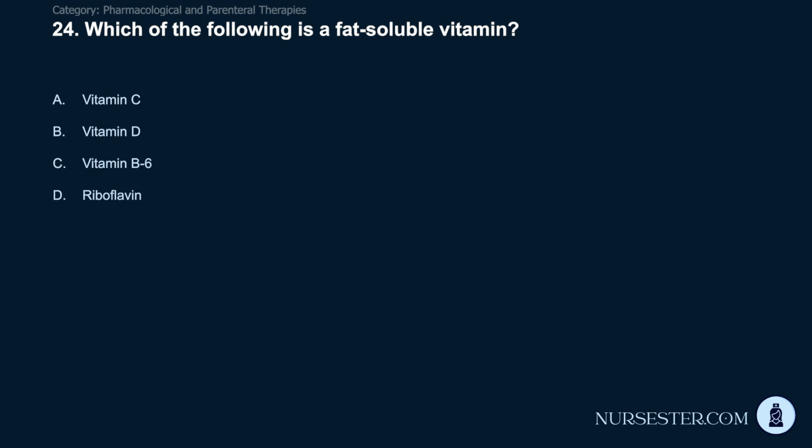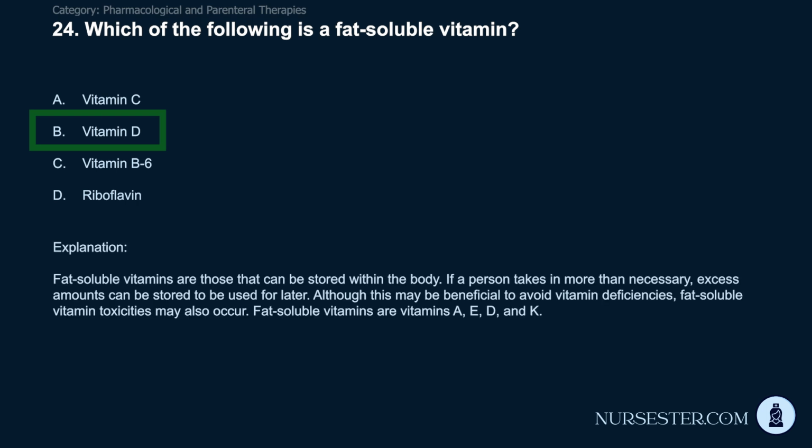24. Which of the following is a fat-soluble vitamin? A. Vitamin C. B. Vitamin D. C. Vitamin B6. D. Riboflavin. Correct answer, B. Vitamin D. Fat-soluble vitamins are those that can be stored within the body. If a person takes in more than necessary, excess amounts can be stored to be used for later. Although this may be beneficial to avoid vitamin deficiencies, fat-soluble vitamin toxicities may also occur. Fat-soluble vitamins are vitamins A, E, D, and K.